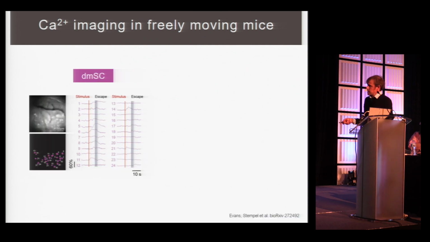Now, this is an example of a field of view in the deep SC and the cell masks that we use and trials for each of these cells. Traces for all of these cells in a single trial. And hopefully you can see that there's a fraction of cells that respond with signals. They have an onset close to the stimulus, and so the transient rises between the stimulus and escape onset.